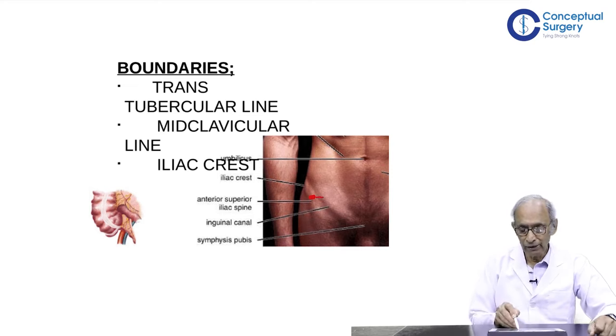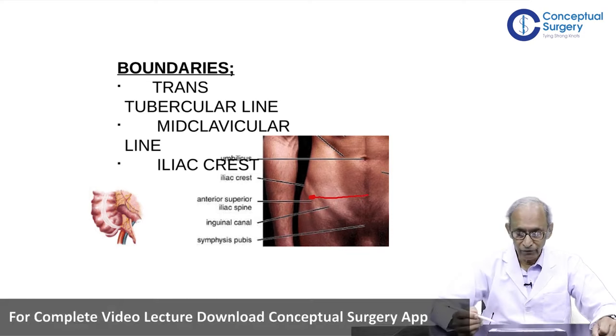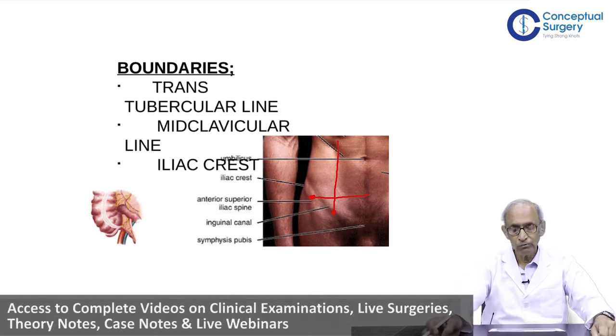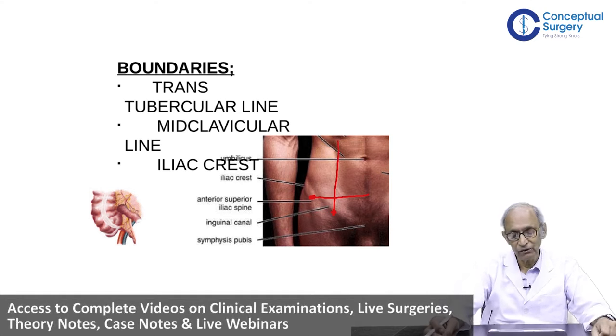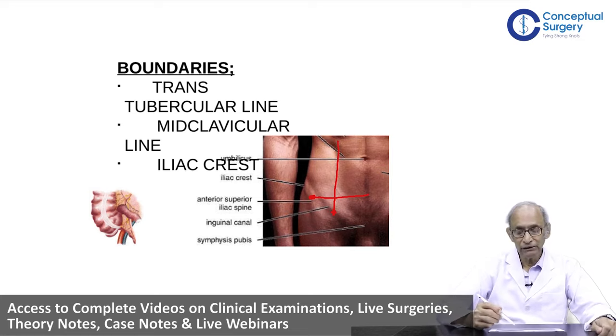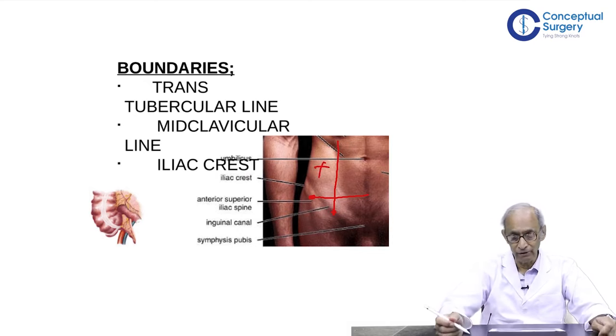So if you draw a line from there and you draw a line from the midpoint of the inguinal ligament, let us say it is somewhere here, then you draw that straight up, then you see how small the iliac fossa is. It's actually very small. So whenever we talk about masses in the iliac fossa, think about it as a small area. Do not get confused with this area, which actually is a lumbar area.